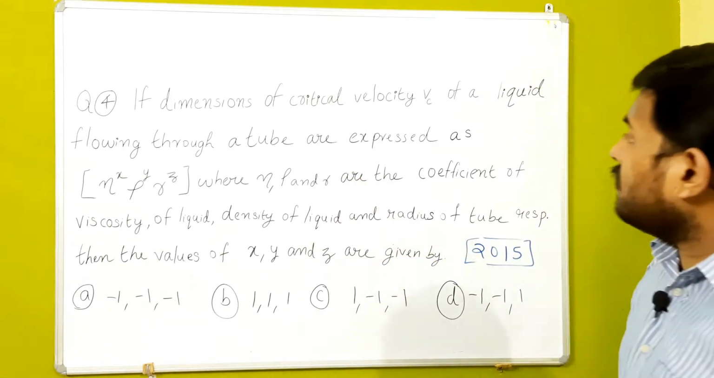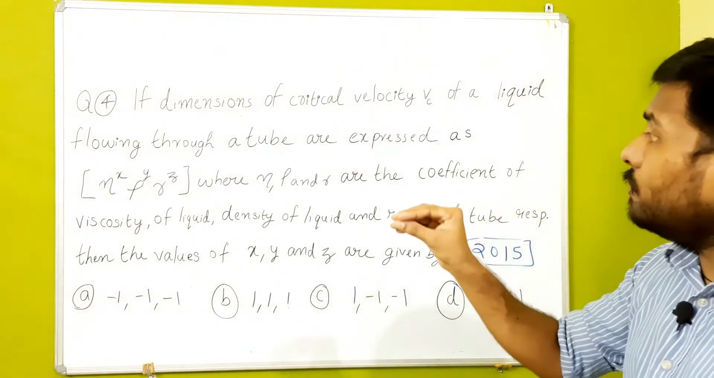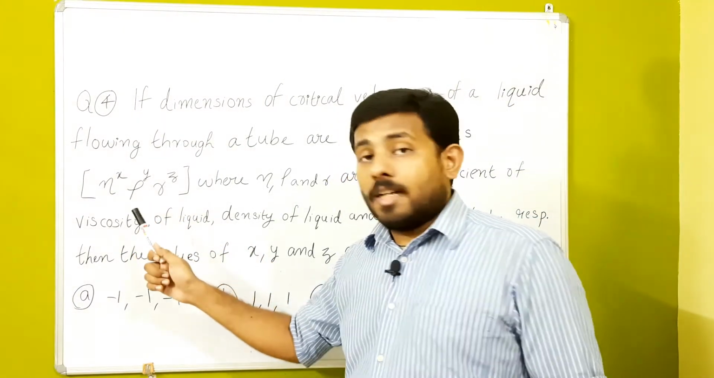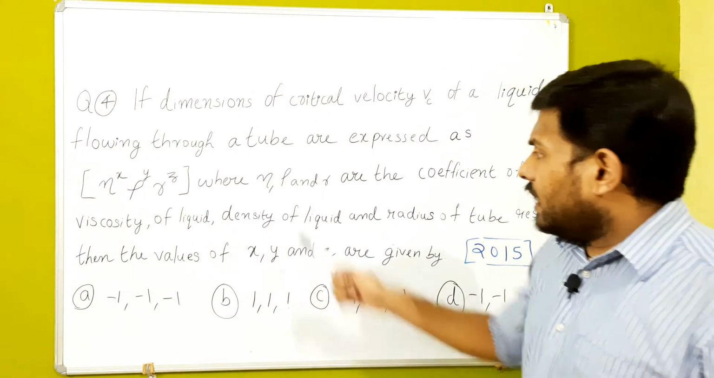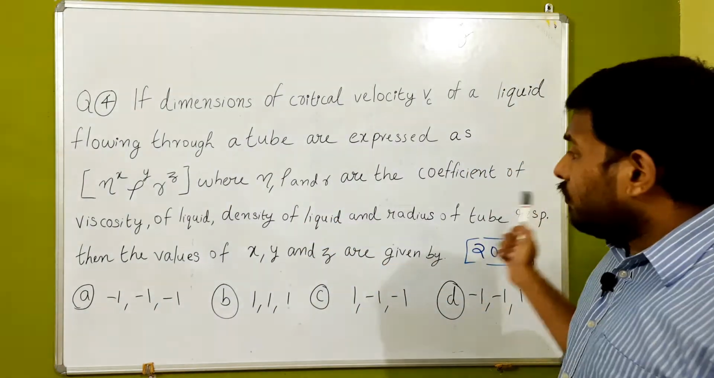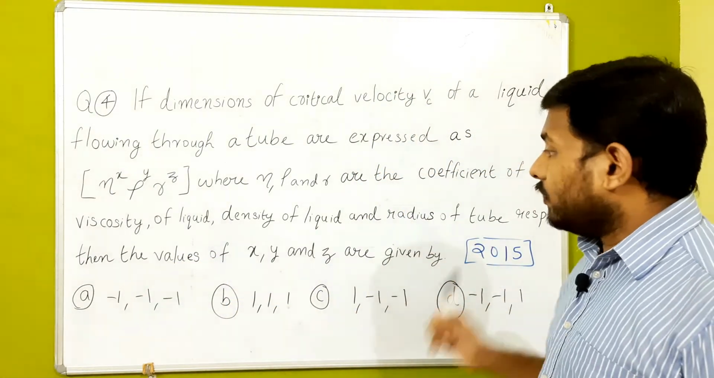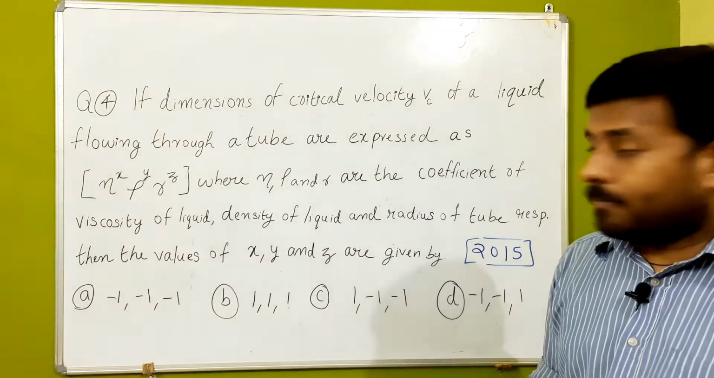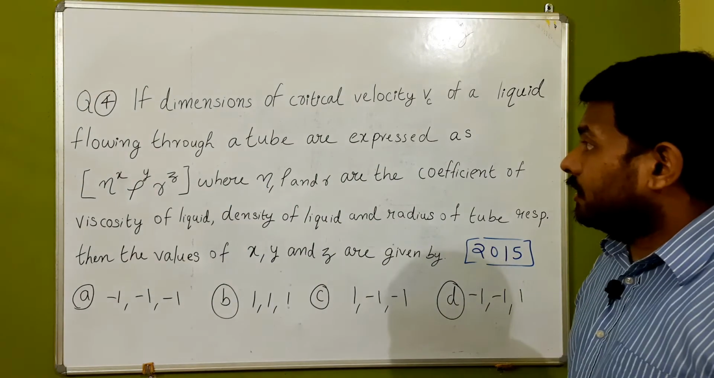Dimensions of critical velocity Vc of a liquid flowing through a tube are expressed as eta raised to x, rho raised to y, and r raised to z, where eta, rho, and r are the coefficient of viscosity of the liquid, density of the liquid, and the radius of the tube respectively. Then the values of x, y, and z are given by.